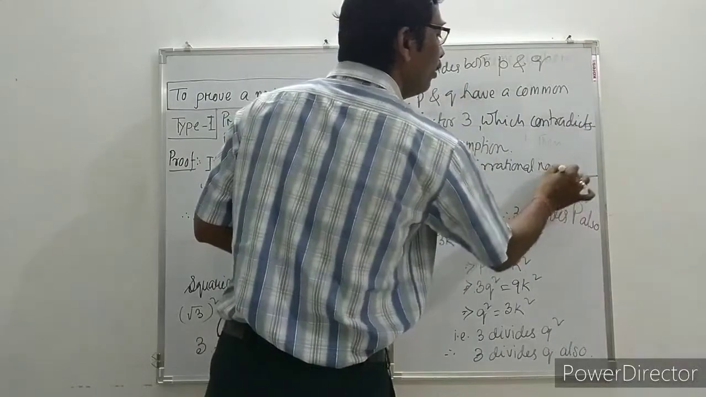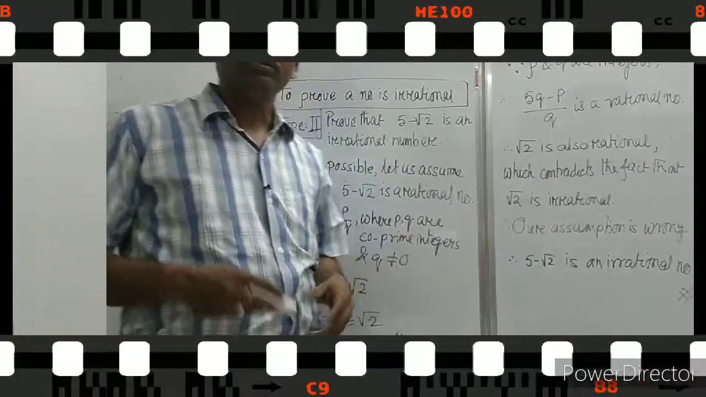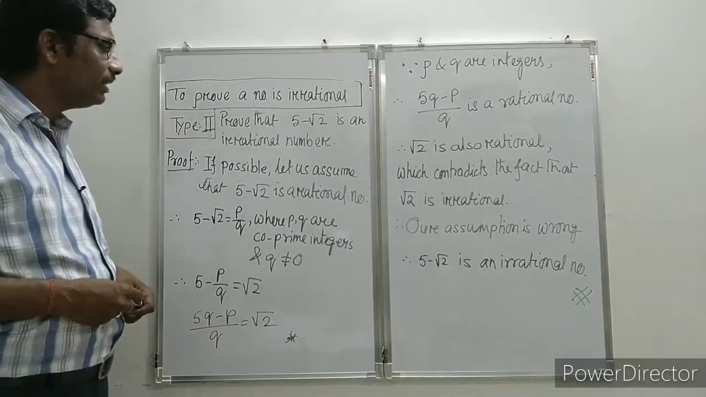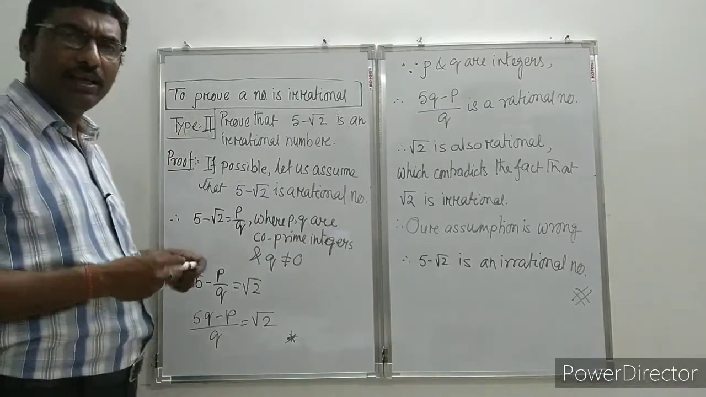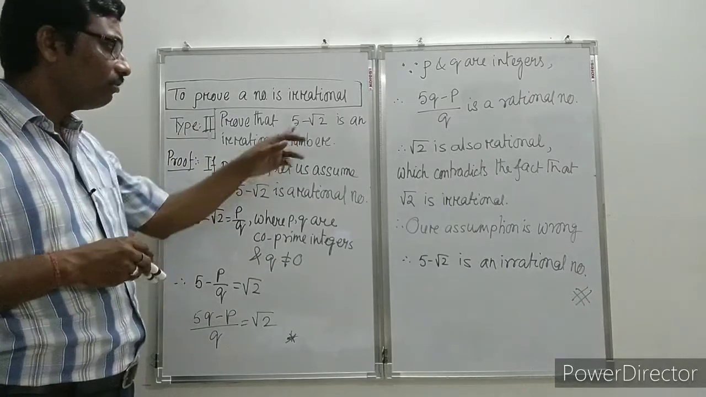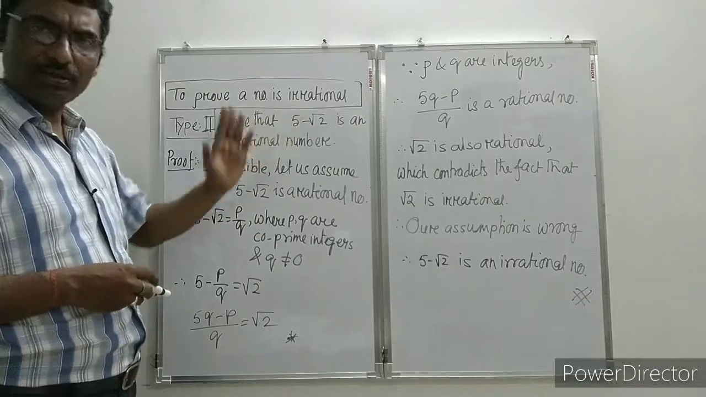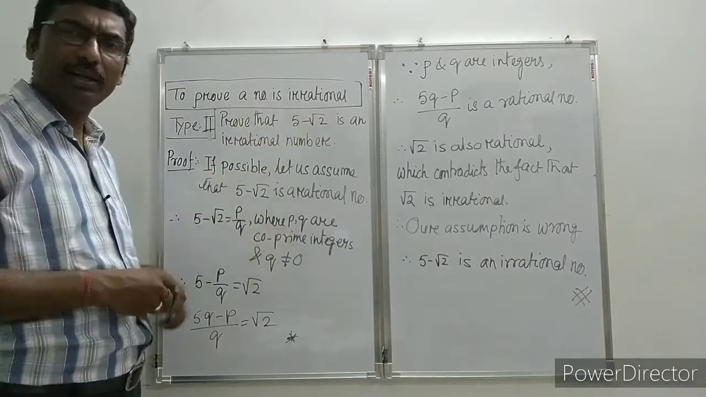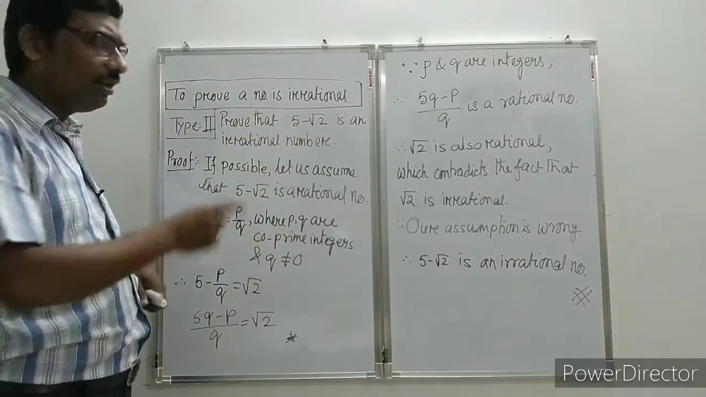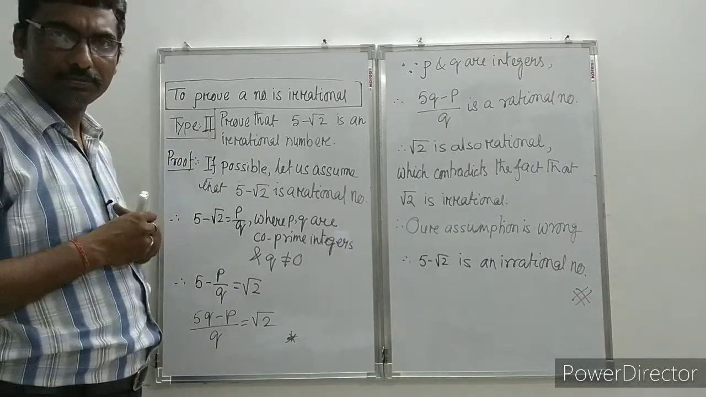In this way, we can prove this type of sums. Now, the type 2. What is the type? Here you will get a combination of rational and irrational number. 5 minus root 2, suppose we are taking an example. It can be plus also, 3 plus root 3, whatever the number is. But in this pattern, you will get a combination of rational and irrational numbers.